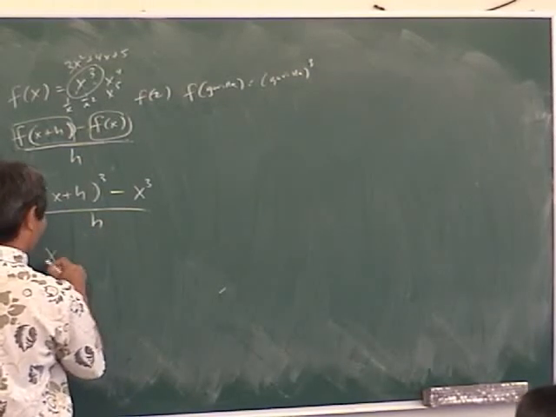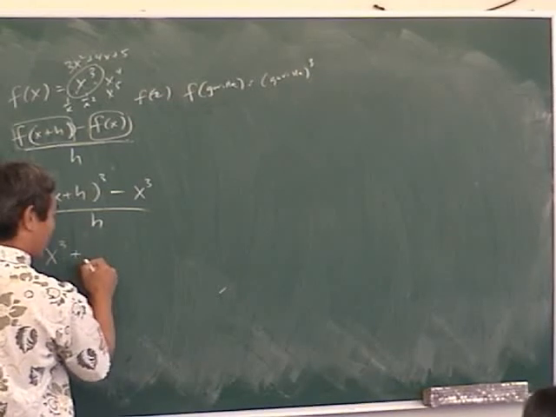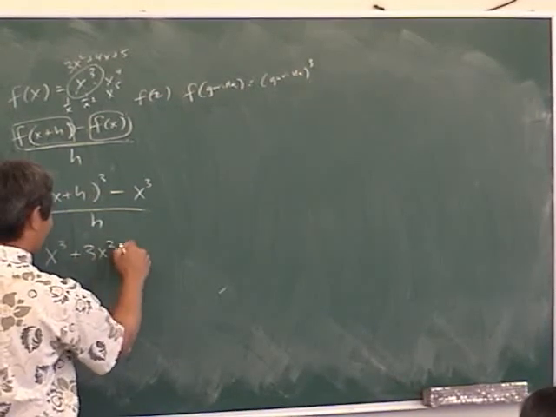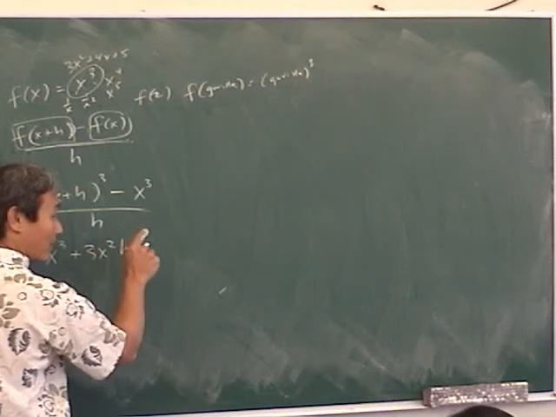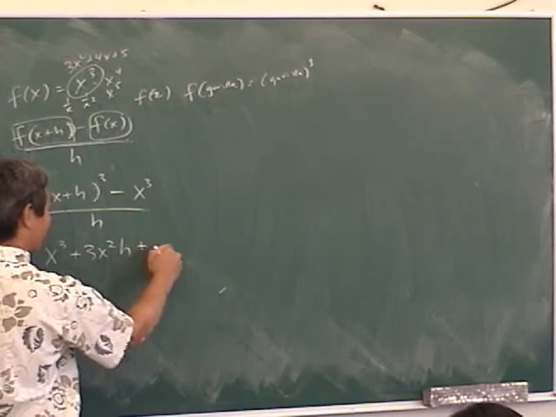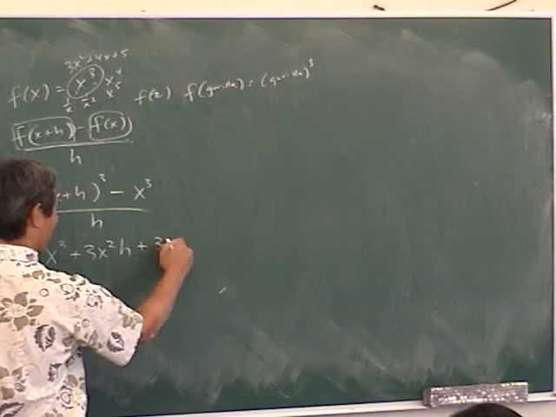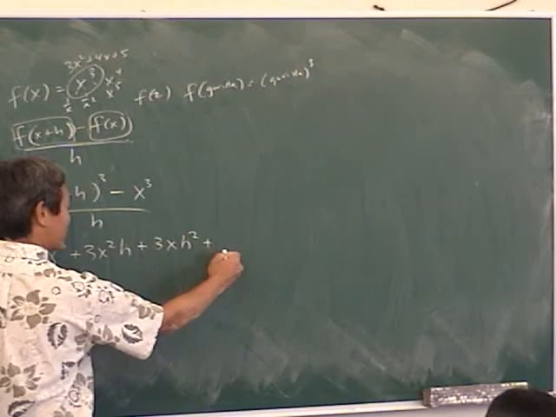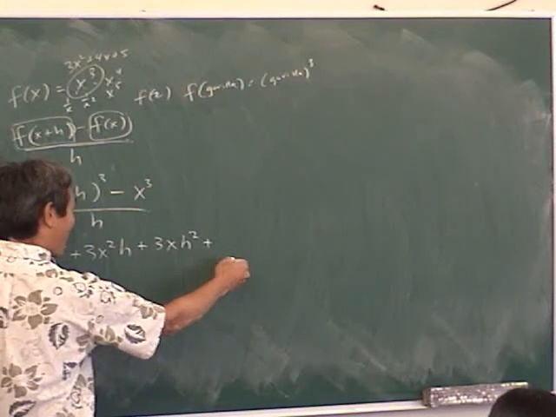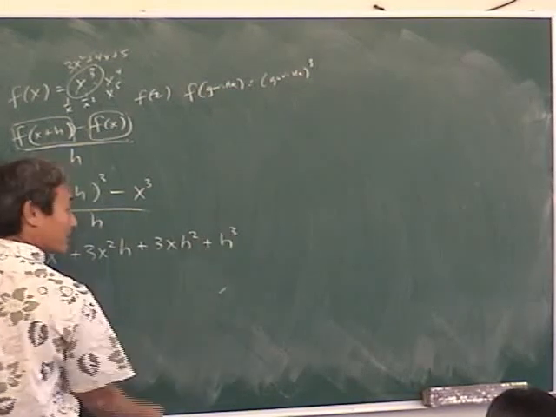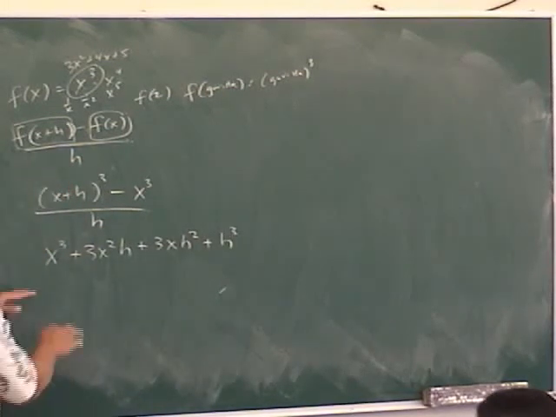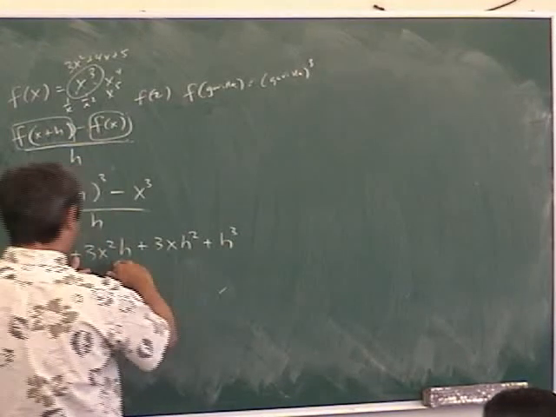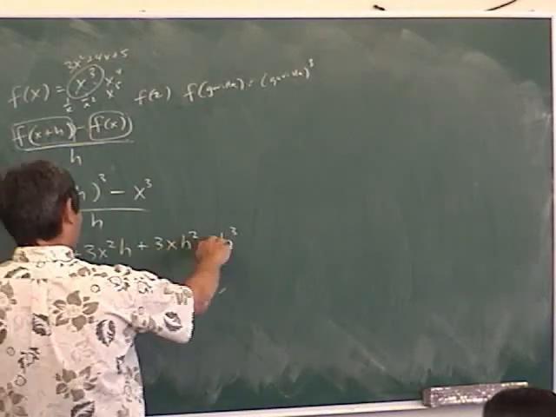3 choose 0, x to the 3rd, plus 3 choose 1. The powers of x go down by 1. The powers of h go up by 1. 3 choose 2. The power of x goes down by 1. The power of h goes up by 1. And then 3 choose 3, which is 1, and then h cubed, right? You guys remember the binomial theorem, right? See? The powers of x go down by 1, down by 1, down by 1. The powers of h go up by 1. That's the binomial theorem.